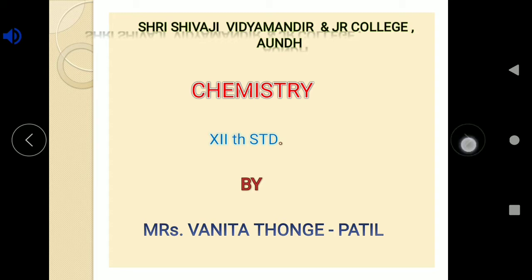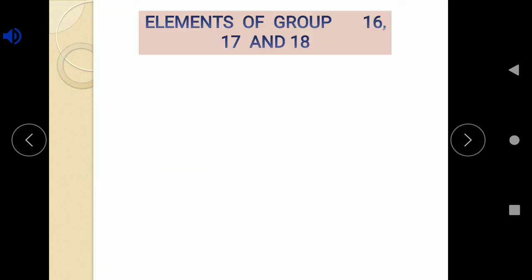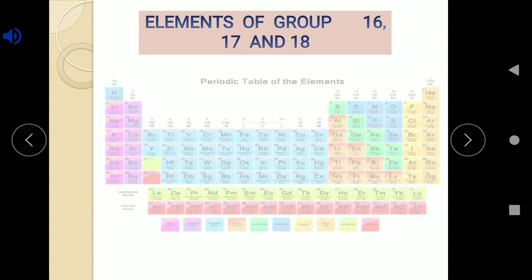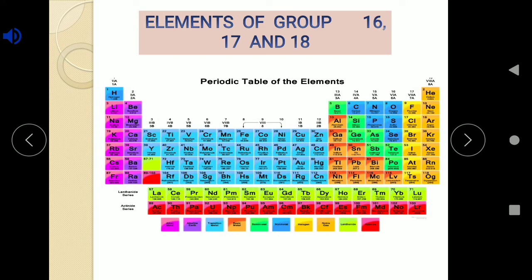As you all know, we have started with the seventh lesson of your syllabus, that is elements of group 16, 17, and 18. We call them P block elements. In the previous session, we started studying about oxygen and the compounds of oxygen.